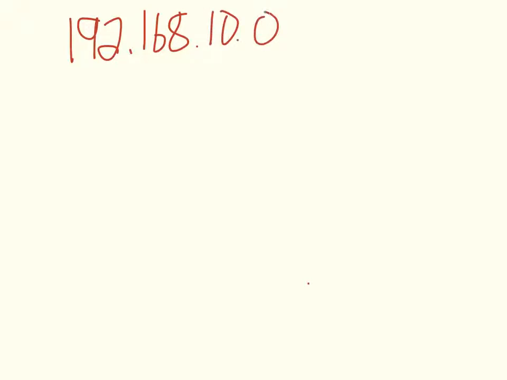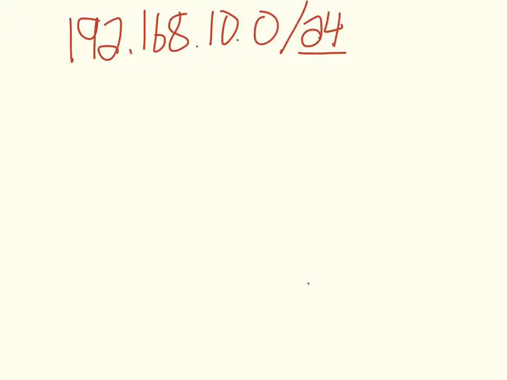Hi everyone, this is NET-200 and we're going to do a very brief review of subnetting. We're going to take an address, and let's say this is the address you have. I'm just going to pick one: 192.168.10.0/24. First thing, we have a private address.